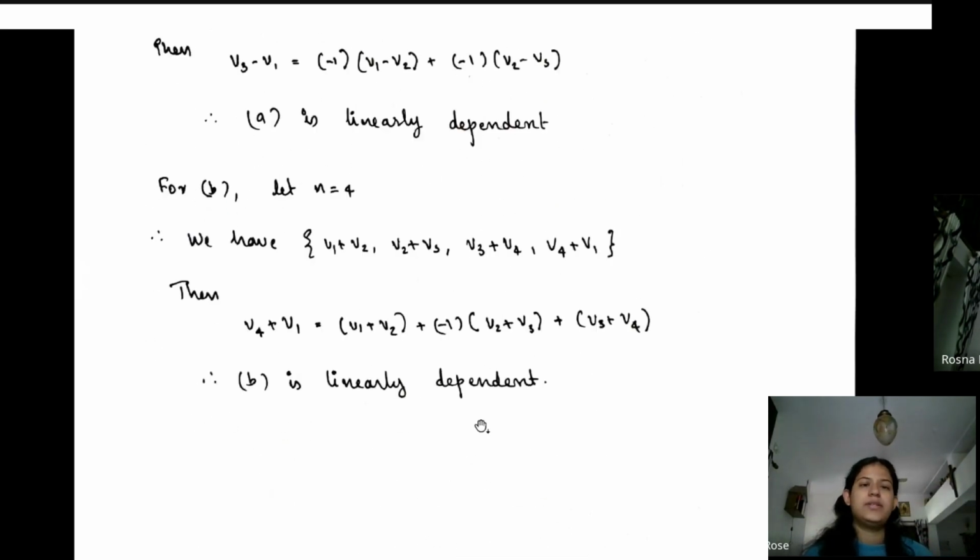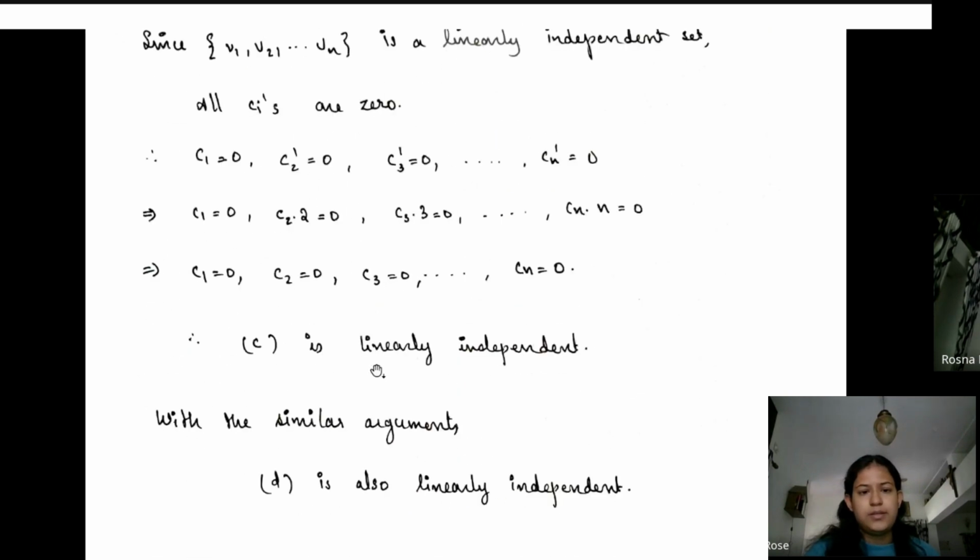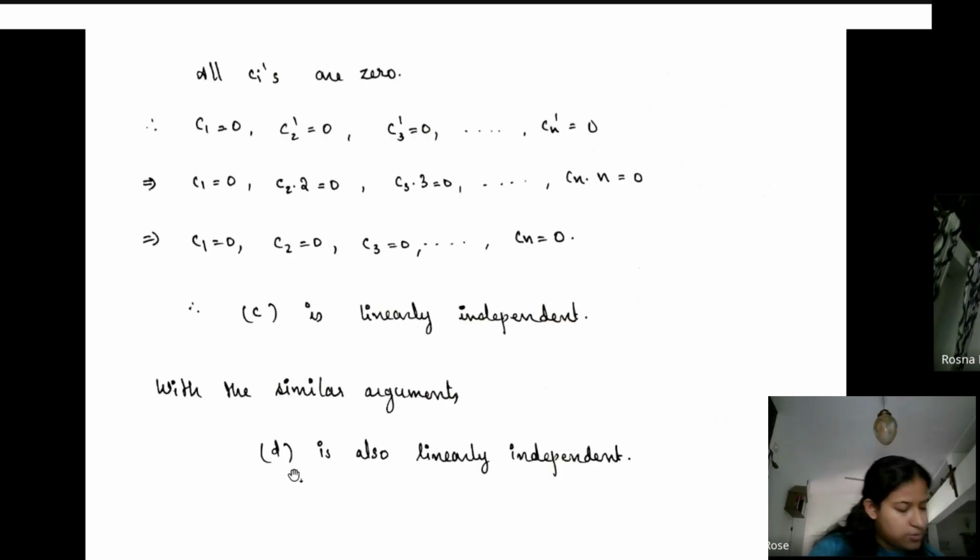And with the same argument, because it's basically looking the same way, here instead of 1, 2, 3, 4 up to n, they are putting in the reverse order, n, n minus 1, and so on. So it's just multiplying your vectors with some scalar coefficient, and you will again get a linearly independent set. So C and D are the correct options.